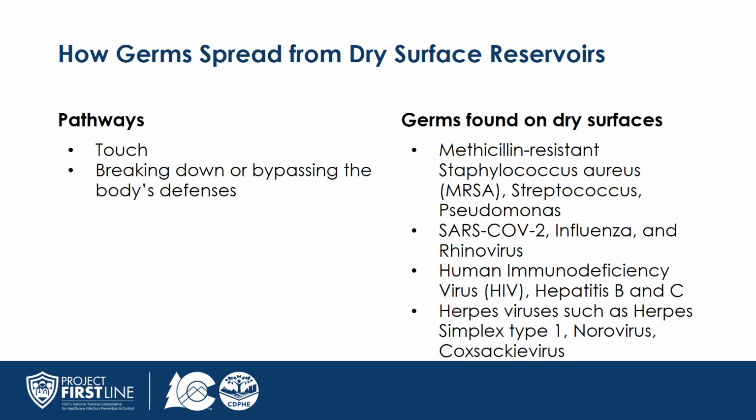Another pathway is breaking down or bypassing the body defenses from contaminated dry surfaces to instruments. This would include germs spreading from needles, surgical, and periodontal instruments.